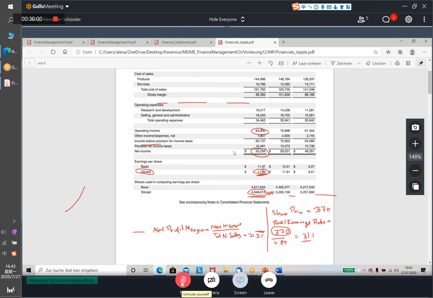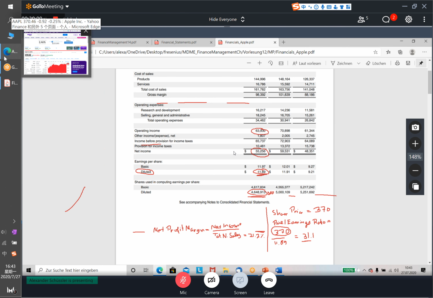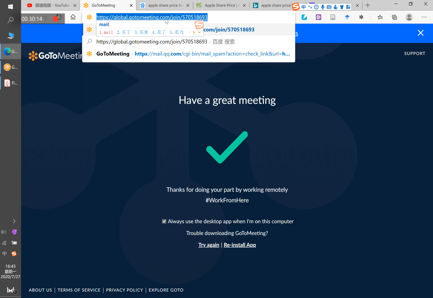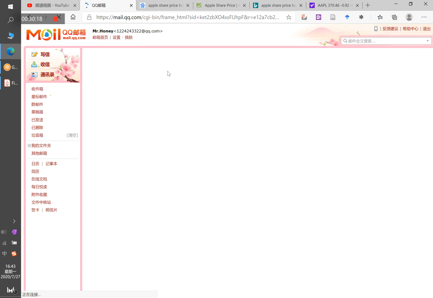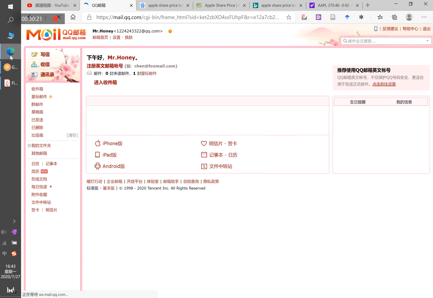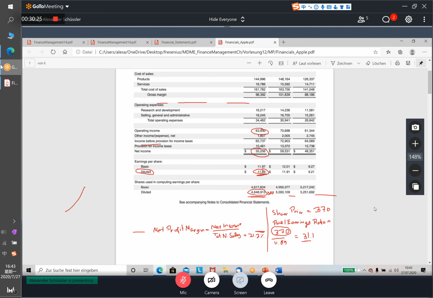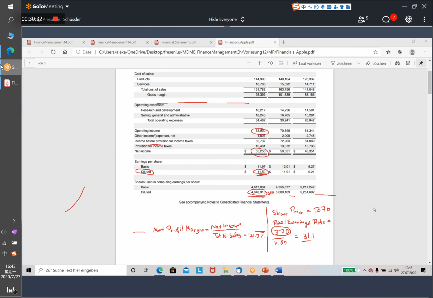Please have a look at the attached financial statements of Apple. Please tell me about the profitability of Apple, and the financial position. We already talked about the profitability a little bit. Liang said that it's quite good. And Ray Chan, you said the profitability is quite good.